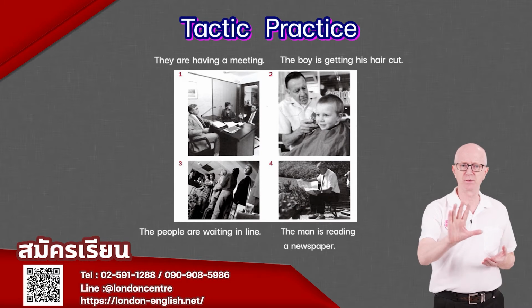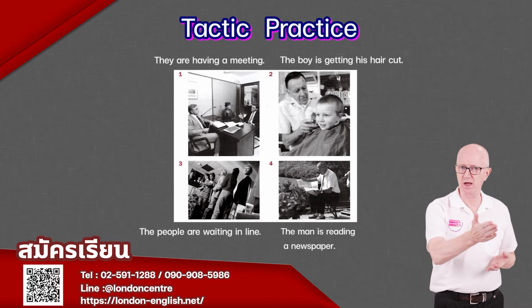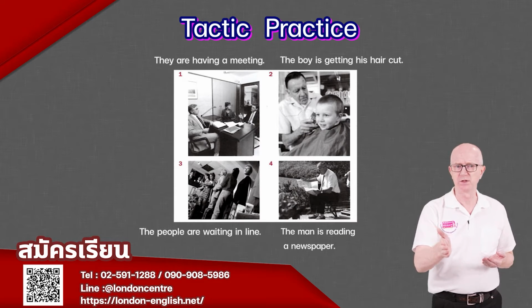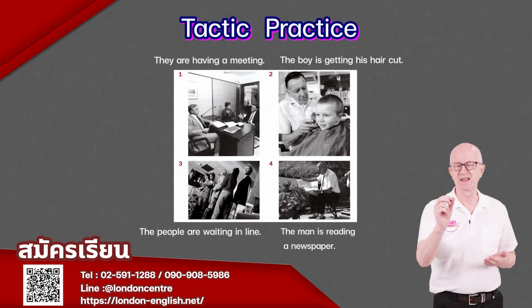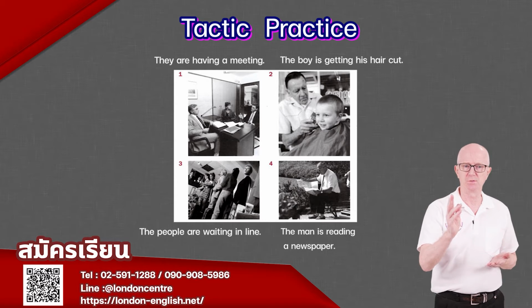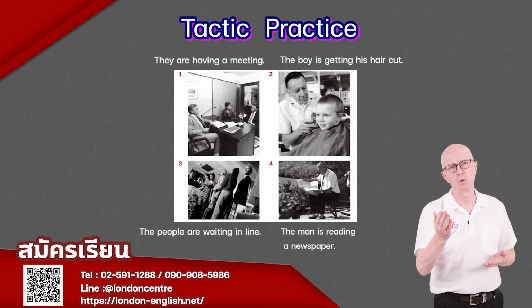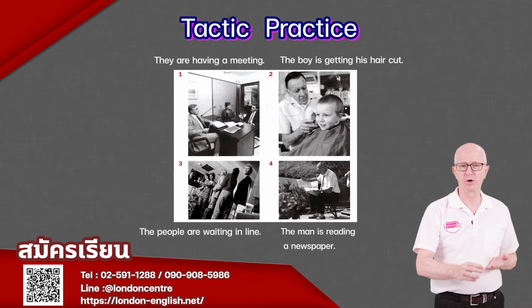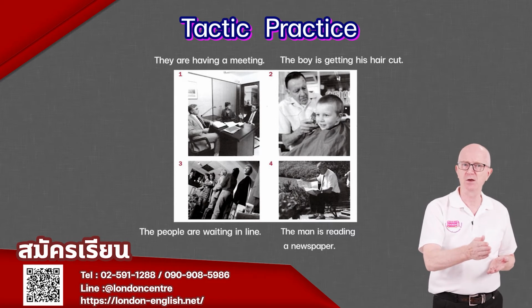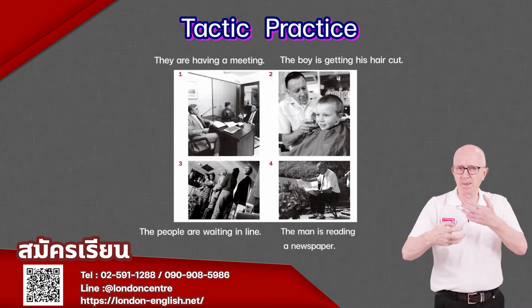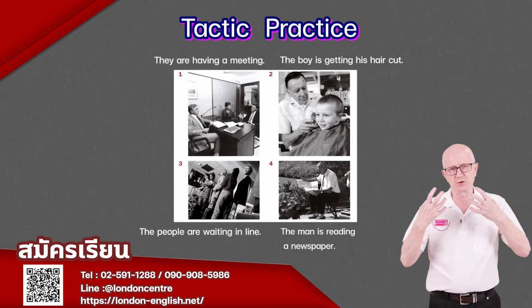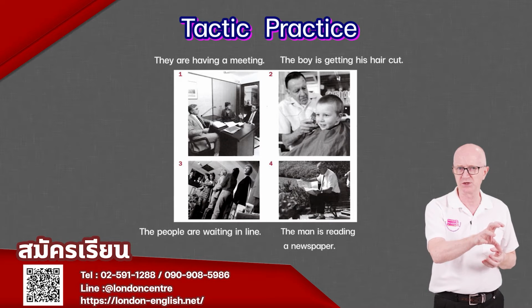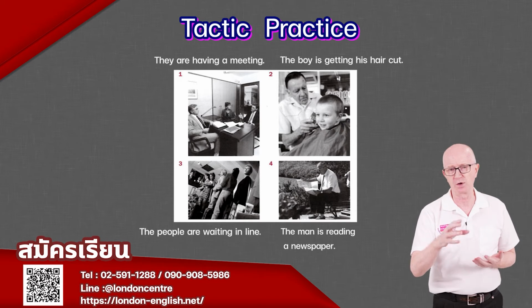So as you can see from the 4 pictures there, we have a noun and we have a verb. Okay, noun, they, and number 1, having. Number 2, the boy, getting haircut. Number 3, the people, waiting. Number 4, the man, reading. Noun and verb. So this is to prepare you before you listen to try and understand what's in the picture and what's happening. What are they doing?